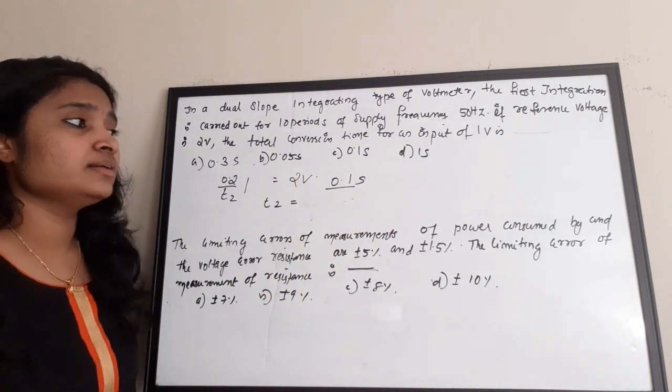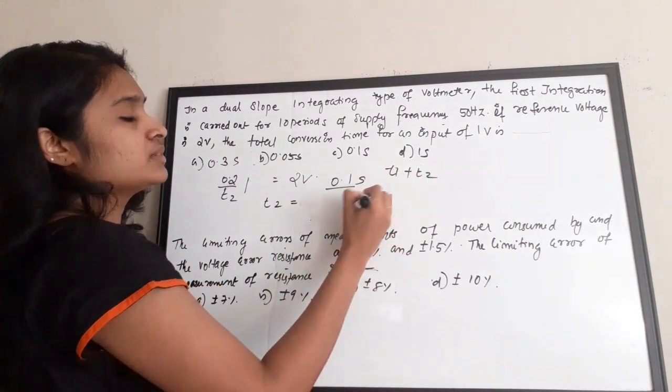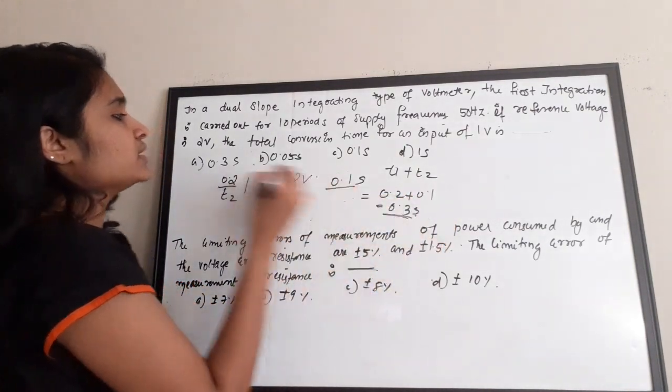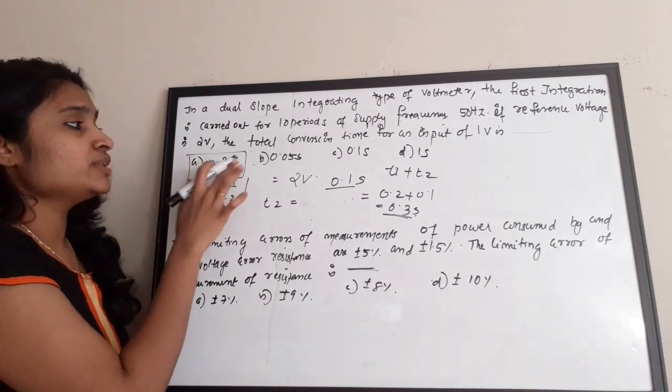Now we need to find the total conversion time. It is T1 plus T2. That is 0.2 plus 0.1 is equal to 0.3 seconds is the total conversion time. Correct answer is option A, which is 0.3 seconds.